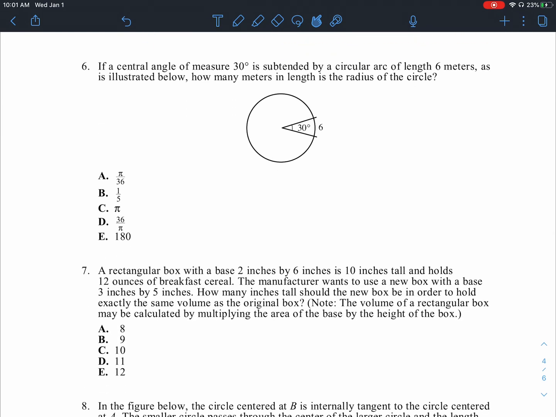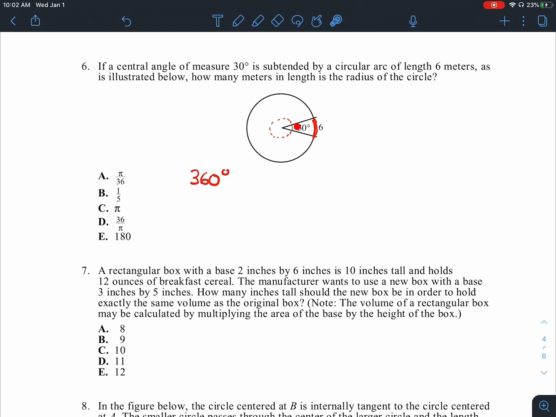Here we're talking about the central angle of a circle that is 30 degrees. It says it's subtended by a circular arc of length 6 meters. So we're saying the length of this arc right here is 6 meters. How many meters in length is the radius of the circle? Well, a few things we could think through here. We know that there's 360 degrees in every circle. So if we were to go all the way around, there's 360 degrees. And we're really just talking about this one little slice of this pie, this part of this crust right here, this arc length is 6 meters.